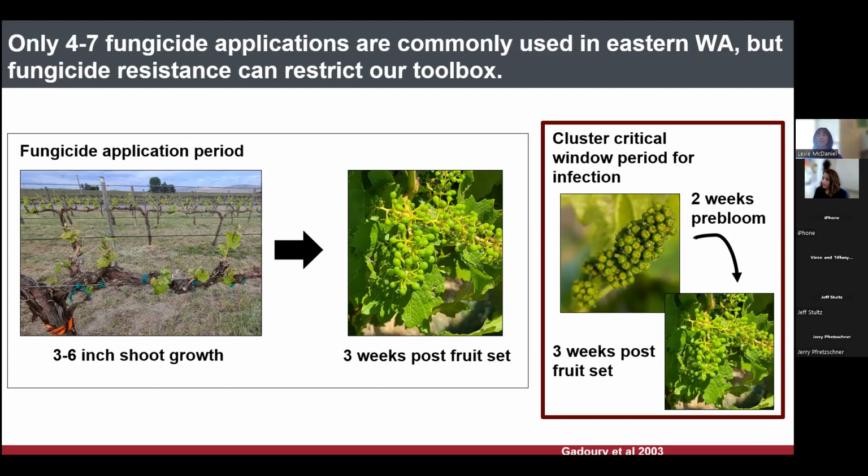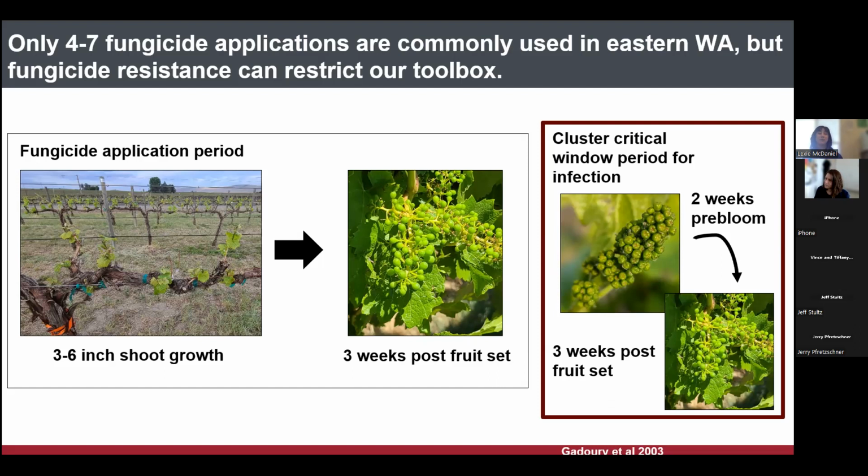And if you have a really susceptible time, where you have more precipitation or lower temperatures after that 2 weeks pre-bloom, you would probably want to spray and continue your program. But in Eastern Washington, around bloom, we get really hot temperatures, so we can usually stop our sprays 3 weeks post-fruit set.